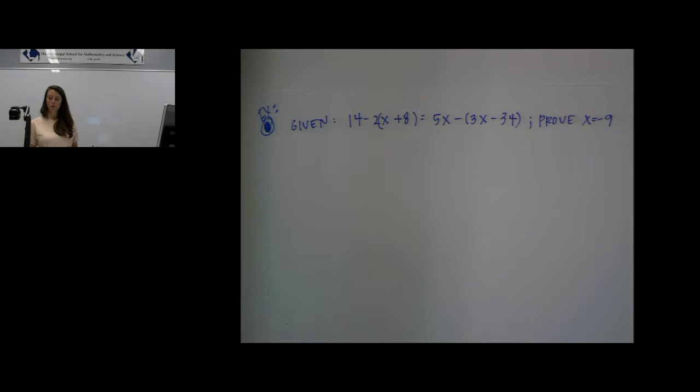It's given that 14 minus 2 times (x plus 8) is equal to 5x minus 3x minus 34. Prove that x is going to be equal to negative 9. So remember, that's what we went through yesterday. Take a minute and try to do your left and your right side, your statements, and your reasoning behind it. Okay, so 10 minutes, guys.